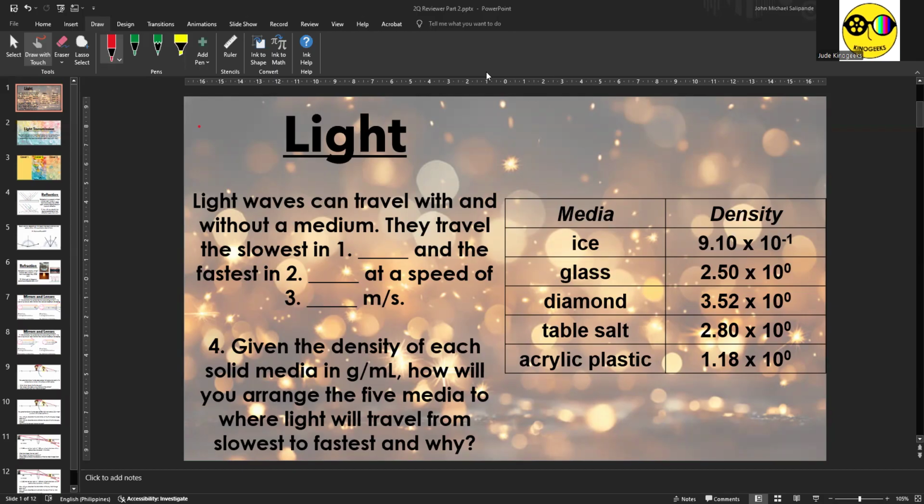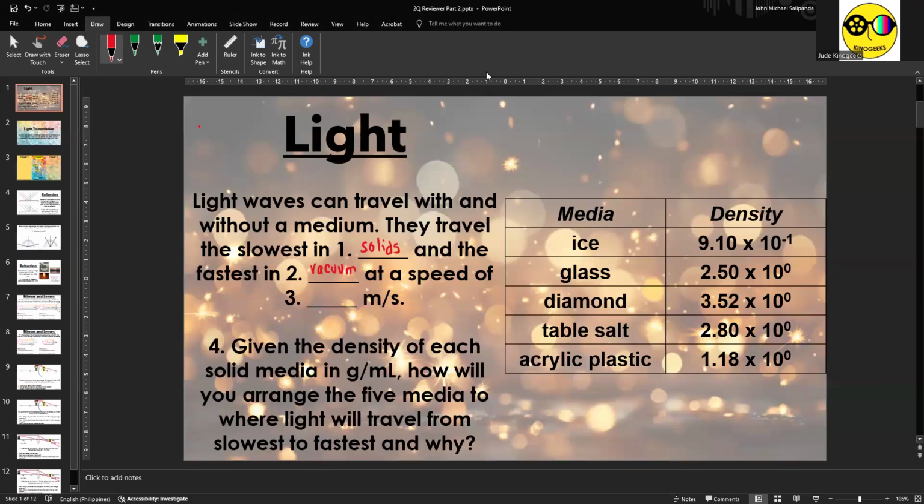The second half of second quarter is focused on light, reflection, refraction, as well as mirrors and lenses. So light waves can travel with and without a medium. They travel the slowest in solids and the fastest in vacuum at a speed of 3 times 10 raised to positive 8 meters per second, which is one of the constants that we had during the pyramid formula manipulation.